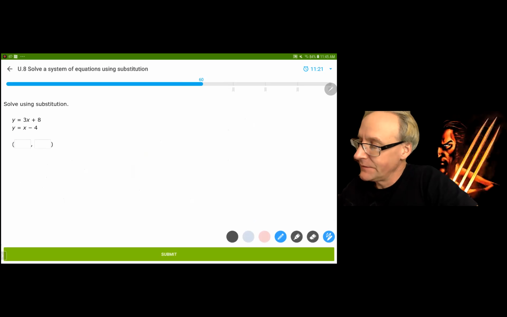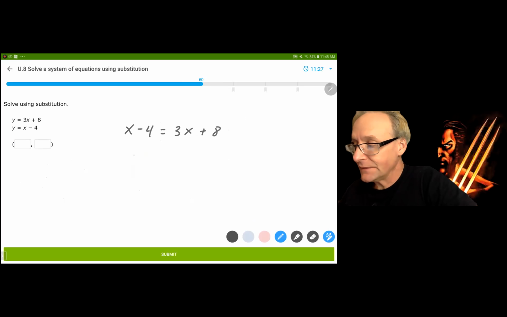Another substitution. x minus 4 is equal to 3x plus 8. I'm going to subtract the x on both sides, which gives me the 2x. And because I have the 2x on the right over here, I want to get rid of that 8. So I'm going to subtract 8 from both sides, which gives me negative 12. And then I'm going to divide by 2, and I'm going to get x equals negative 6.